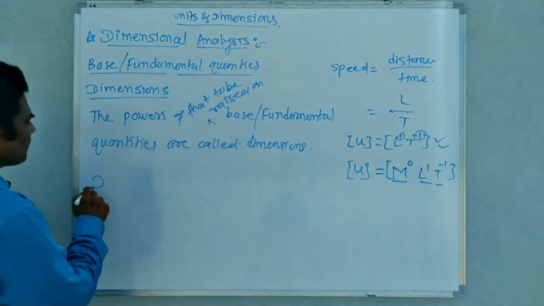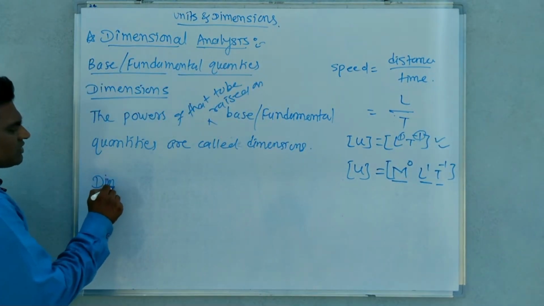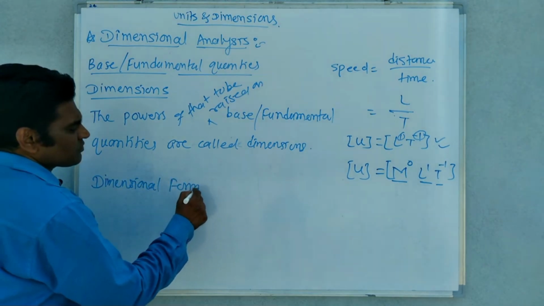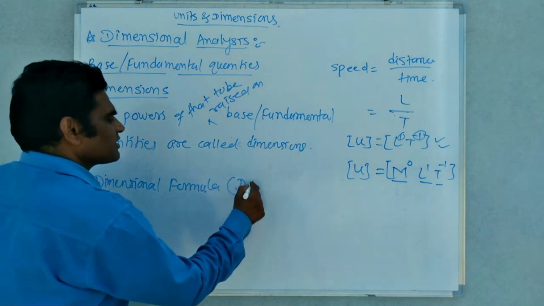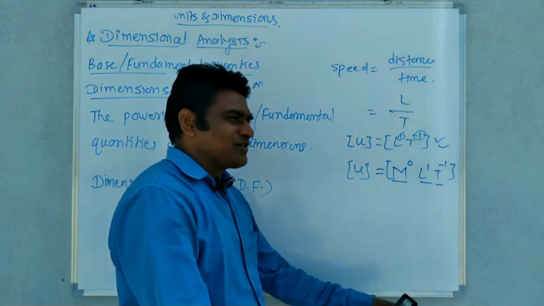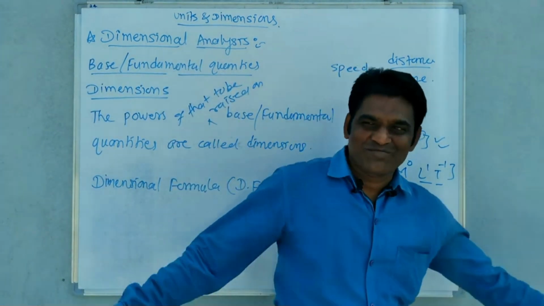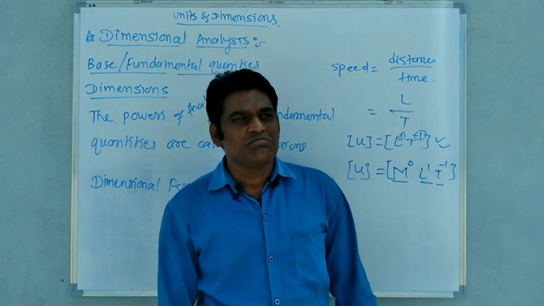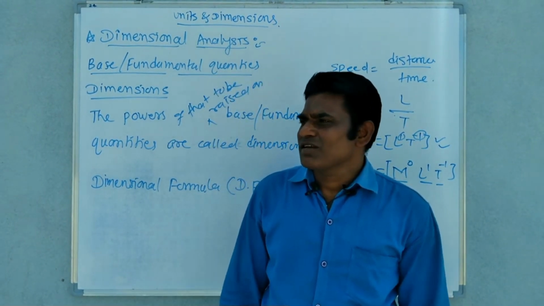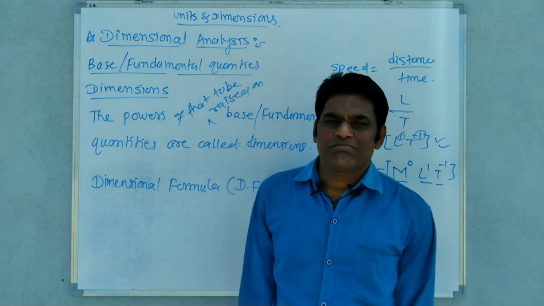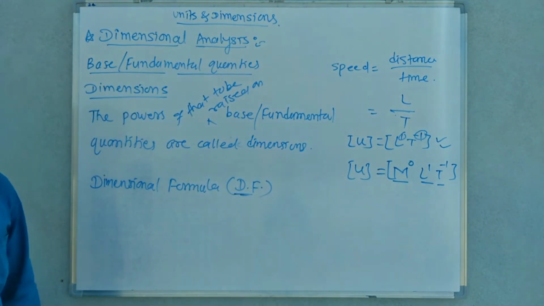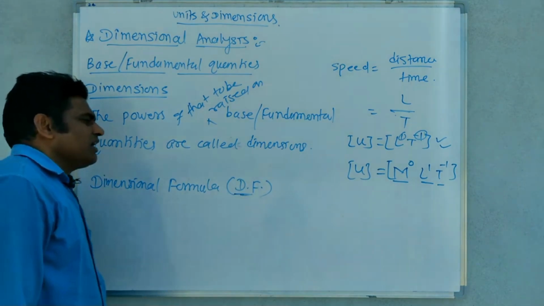And what is the dimensional formula? Normally it is written as DF, in short form. We are habituated to making short forms of anything, like PJ, or RIP, rest in peace. Like this, DF is the dimensional formula. Now look.